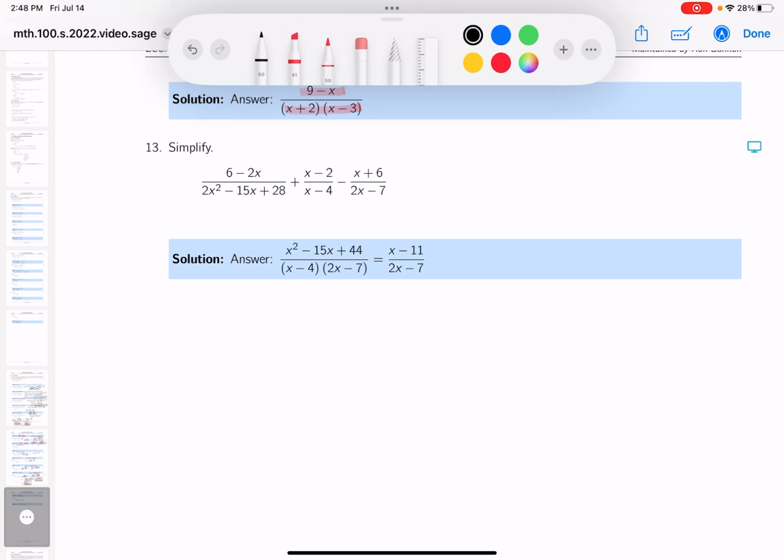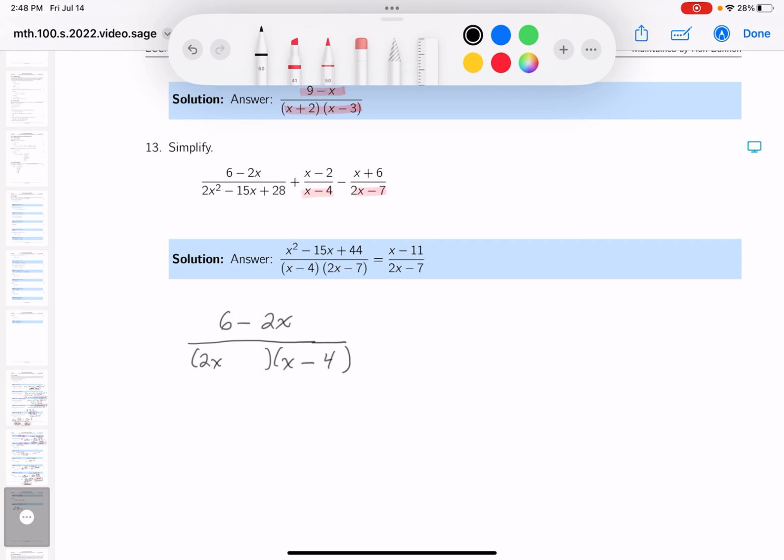Okay, we're on number 13, and the first thing I want to do is factor it. When I say factor it, I mean factor the denominator. So I see 6 minus 2x, and this looks like 2x and x. I do want to point out that this may be a really good hint about what the factorization is. And someone says, why is that?